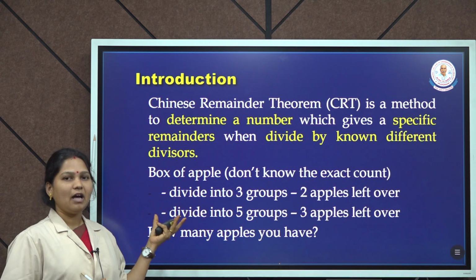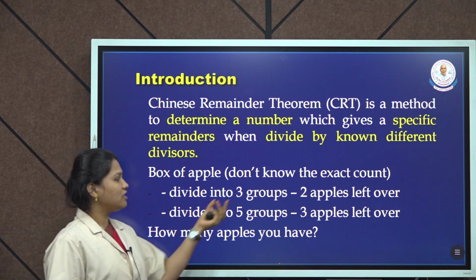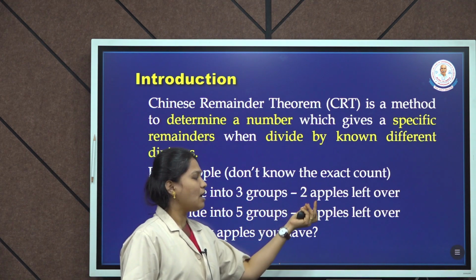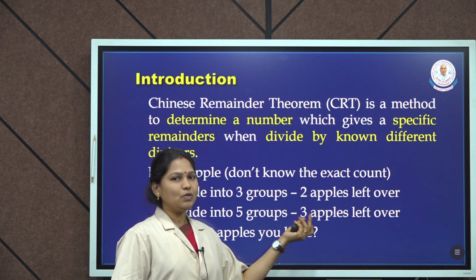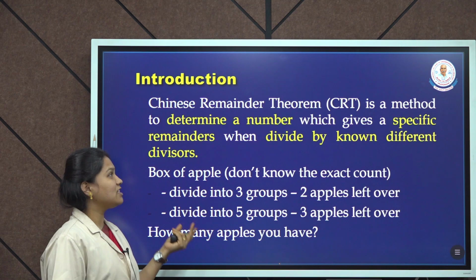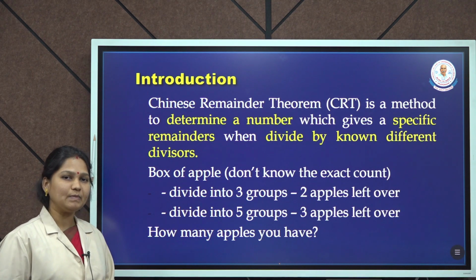Here the count of the apples is the same, but we are changing the number of groups. When we change the number of groups, the leftover apple count also changes. So in this kind of puzzle, we can use the Chinese Remainder Theorem to solve the problem.